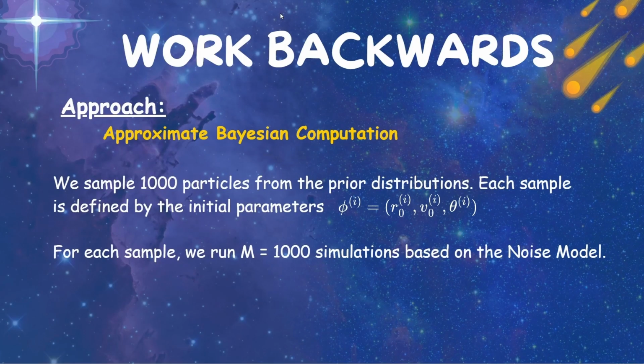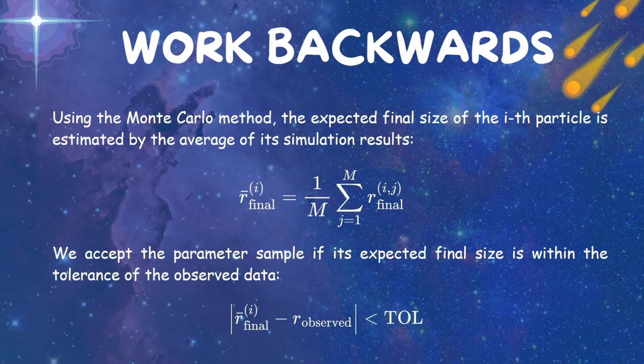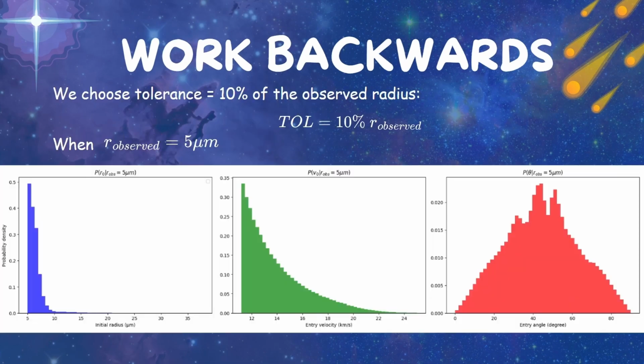We will sample 1000 particles from the prior distributions. Each sample is defined by the initial parameters. For each sample, we run 1000 simulations based on our noise model. Using the Monte Carlo method, the expected final size of the ith particle is estimated by the average of its simulation results. We accept the parameter sample if its expected final size is within the tolerance of the observed data. We choose the tolerance to be 10% of the observed radius.